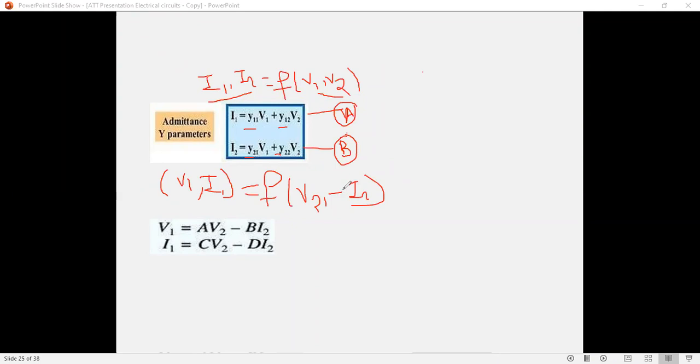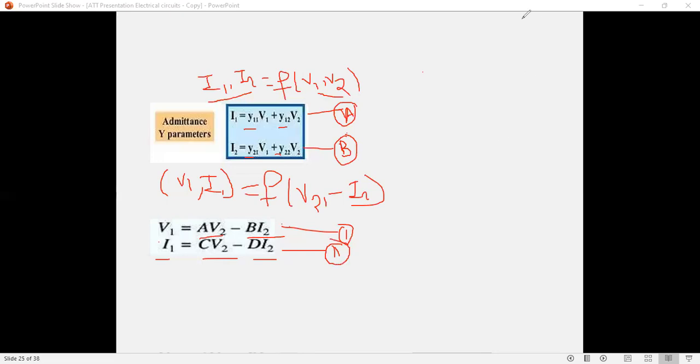So we are expressing the input voltage and input current in terms of output voltage and output current. According to this, we will get the two standard equations: V1 equals A V2 minus B I2, and current I1 equals C V2 minus D I2. So this is the standard equation of the ABCD parameter.